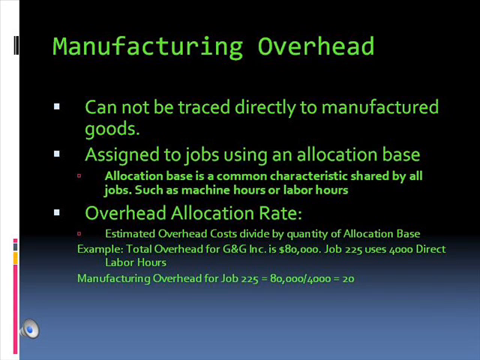Manufacturing overhead cannot be traced directly to manufactured goods. It is usually assigned to jobs using an allocation base. An overhead allocation rate is an estimated overhead cost divided by quantity of allocation base. At the bottom we have an example of this.